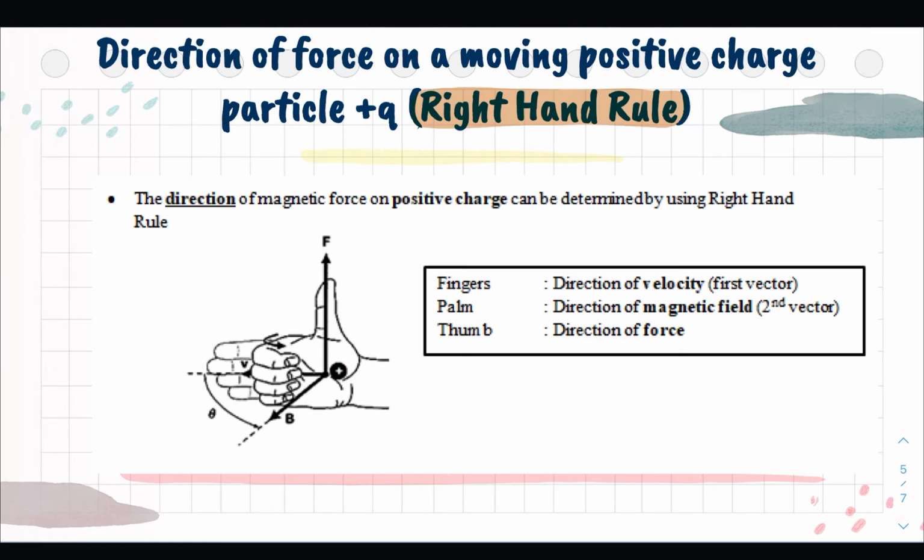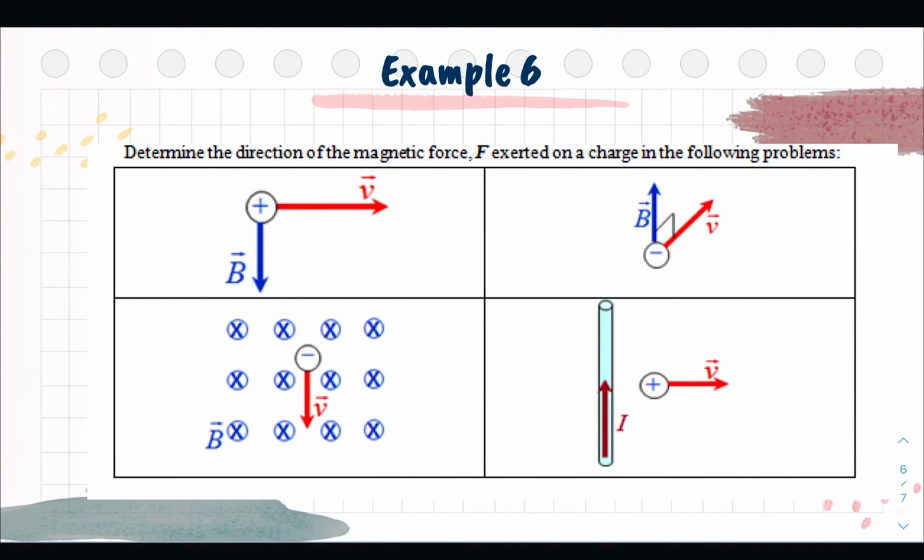You kena guna tangan kanan, dan now you punya thumb, ibu jari kamu, dia ialah you punya force. Okay, you punya 4 fingers ialah velocity, dan you punya palm, tapak tangan, ialah magnetic field. Okay, so how? Kita tengok kat sini, example ini. So kalau kamu masih kurang jelas, later dalam kelas saya explain. Tapi kamu kena ingatkan saya.